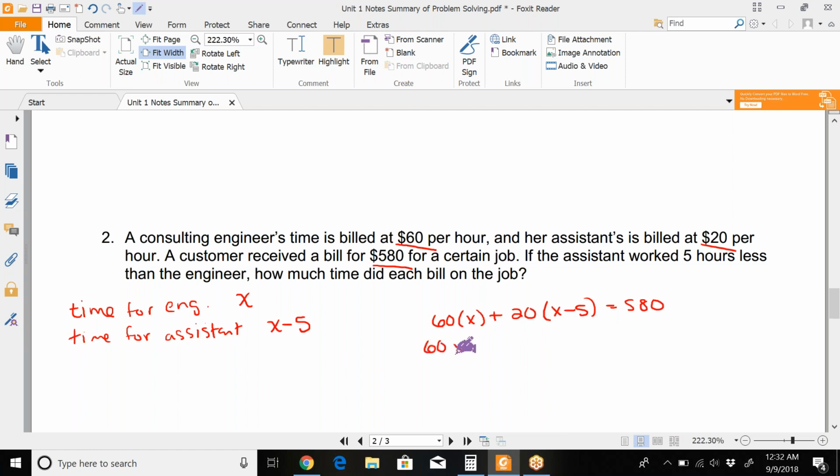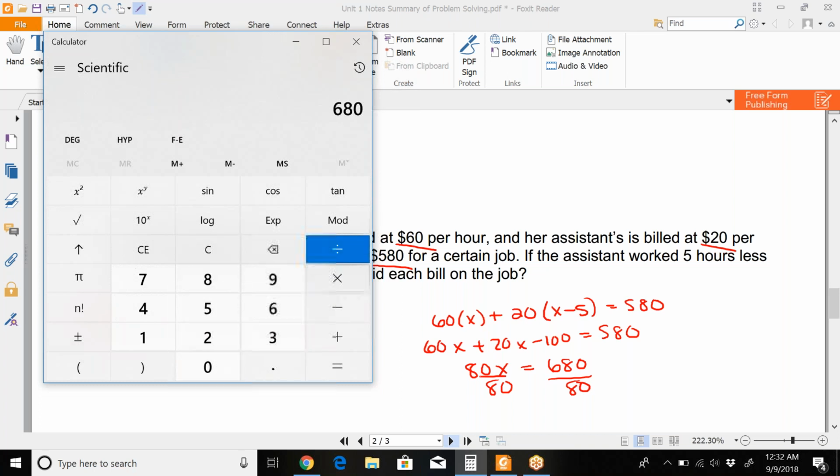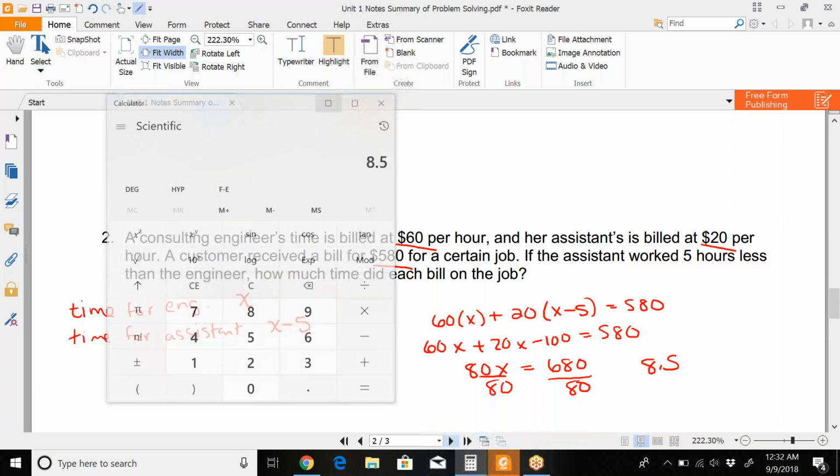So this is 60x plus 20x minus 100, if I distribute, equals 580. That's 80x. I'm going to add the 100 over and get 680. So I'm dividing 680 by 80, and that is 8.5. Now that is just for X.